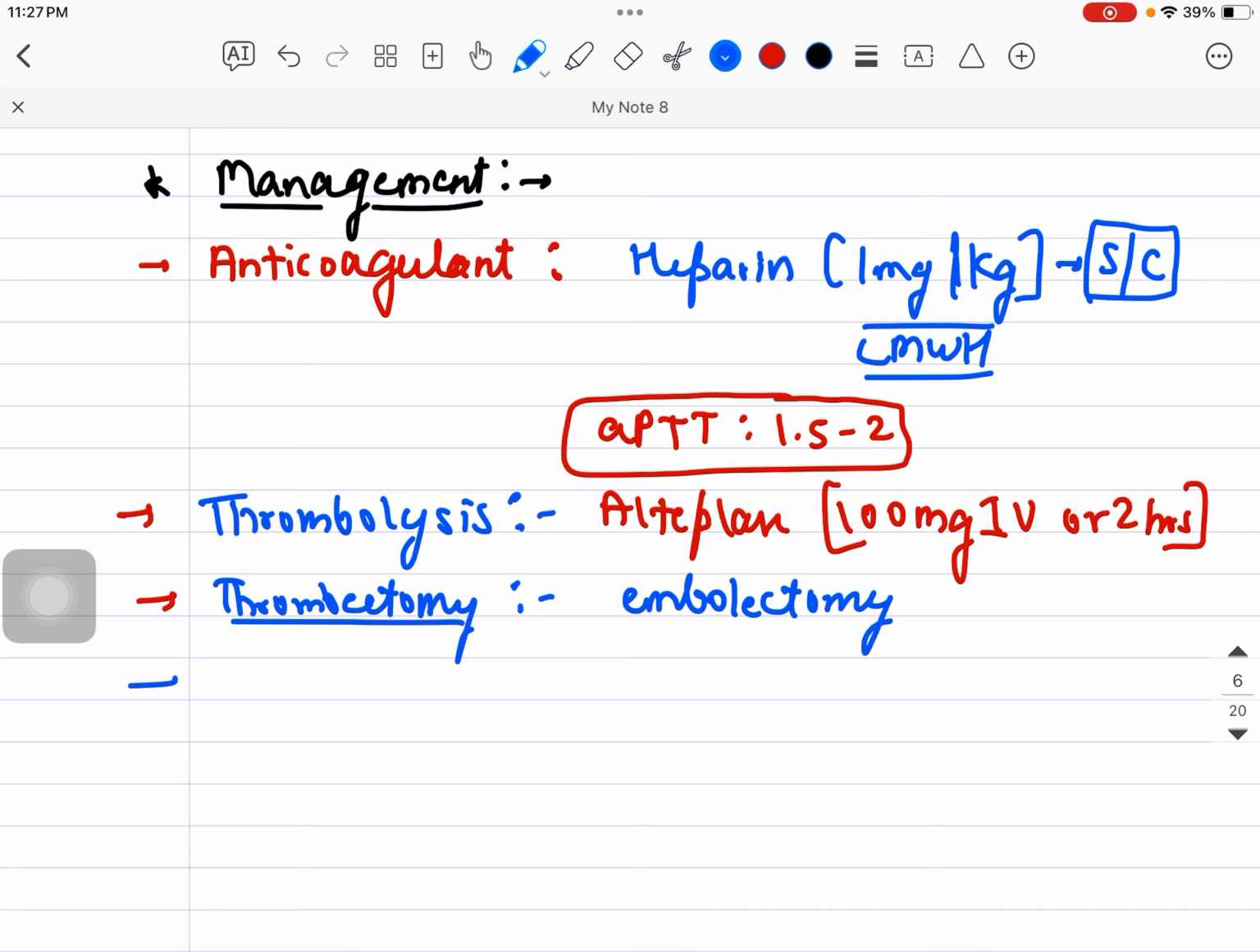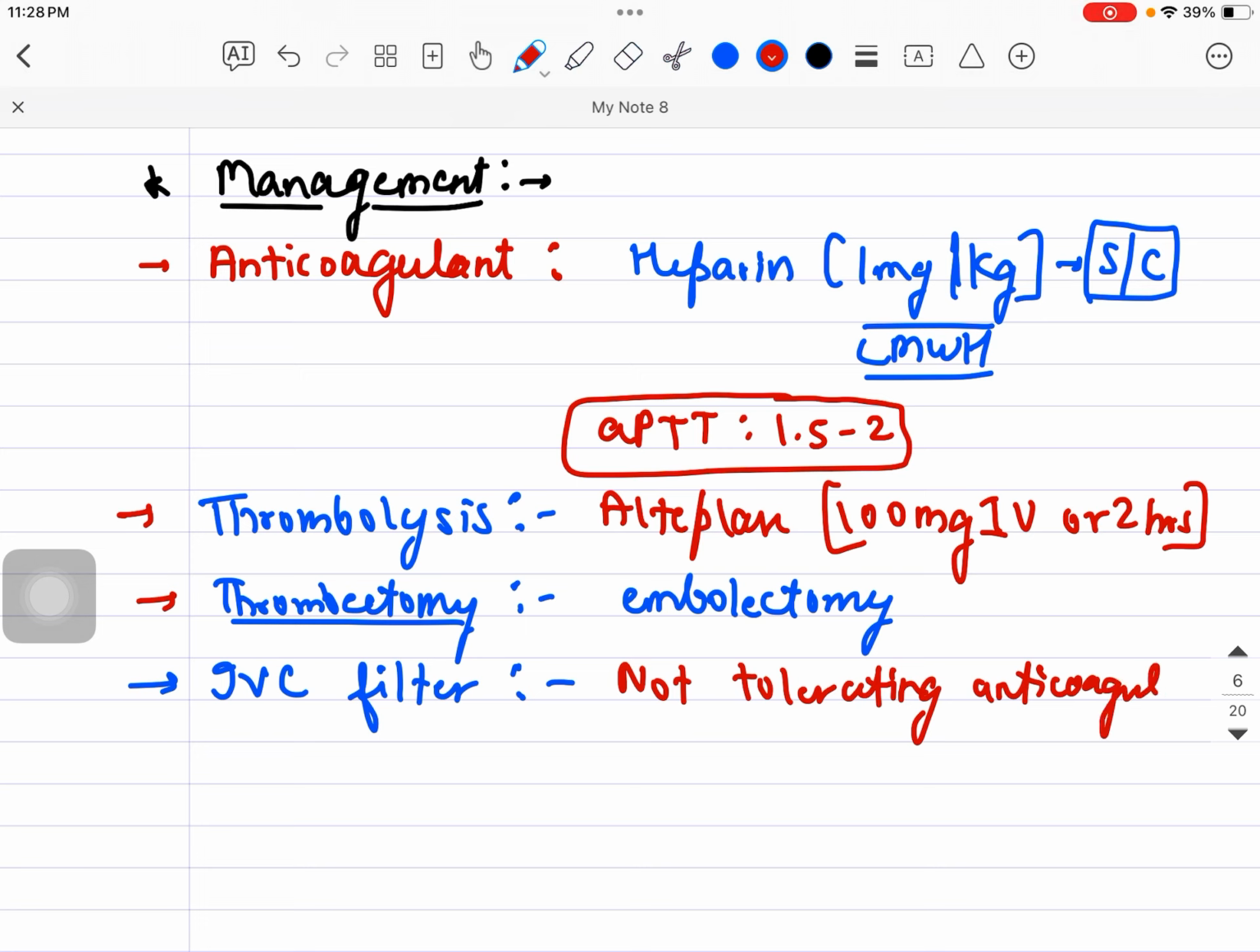Some persons might not be tolerating your anticoagulants. For those, we might use the IVC filter as well. If you put the filter in the IVC, the embolus will not be able to come into the heart and will not be able to go into the pulmonary circulation, right? So that is the purpose. IVC filter is for those patients who are not tolerating anticoagulants. Otherwise, obviously we need to start the heparin, the anticoagulant, in the patient.